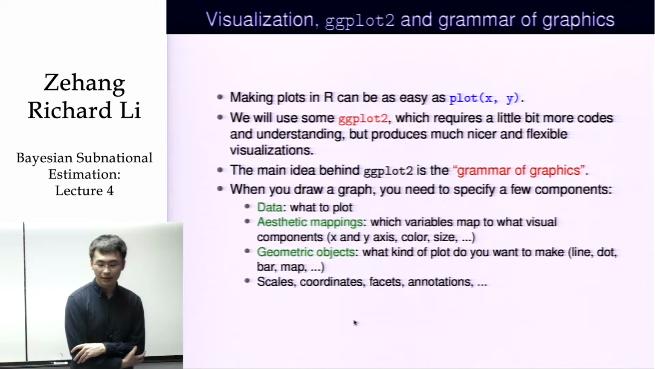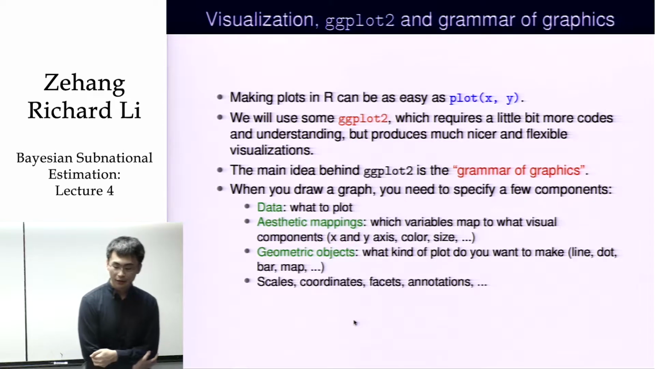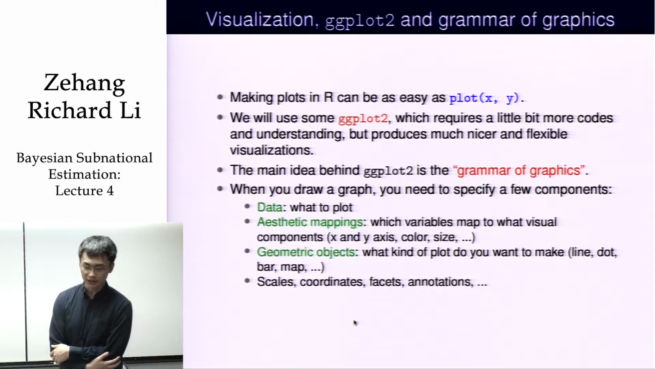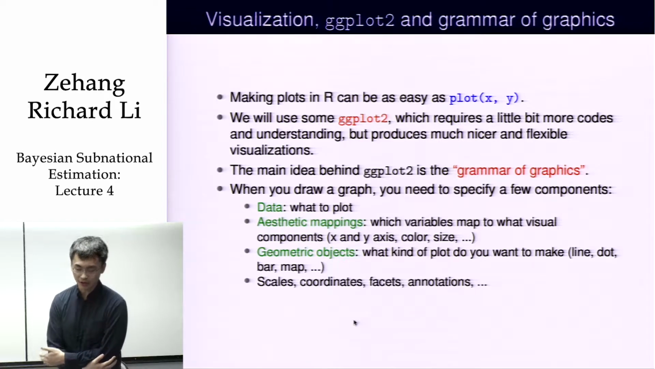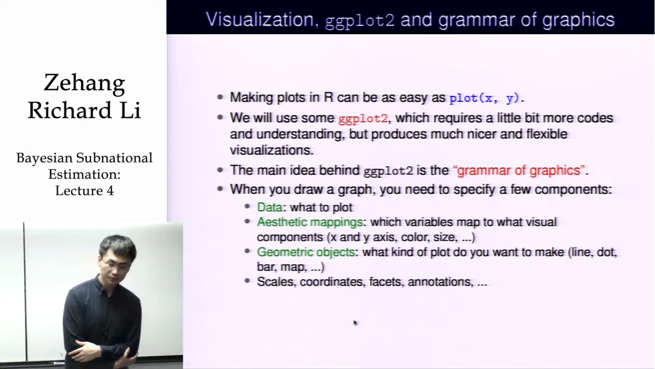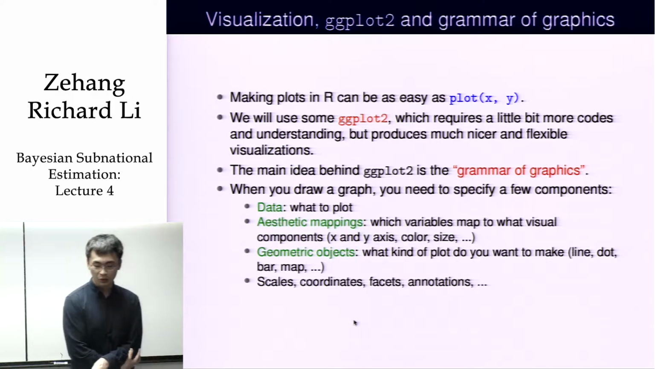But it turns out that if you get used to the idea of ggplot2, it has a much nicer way to specify more complicated visualizations. The idea behind ggplot2 is something called the grammar of graphics. When you draw a graph, you need to specify a few components, as you will see in our code a few minutes later. The least you need are those three things in green on these slides.